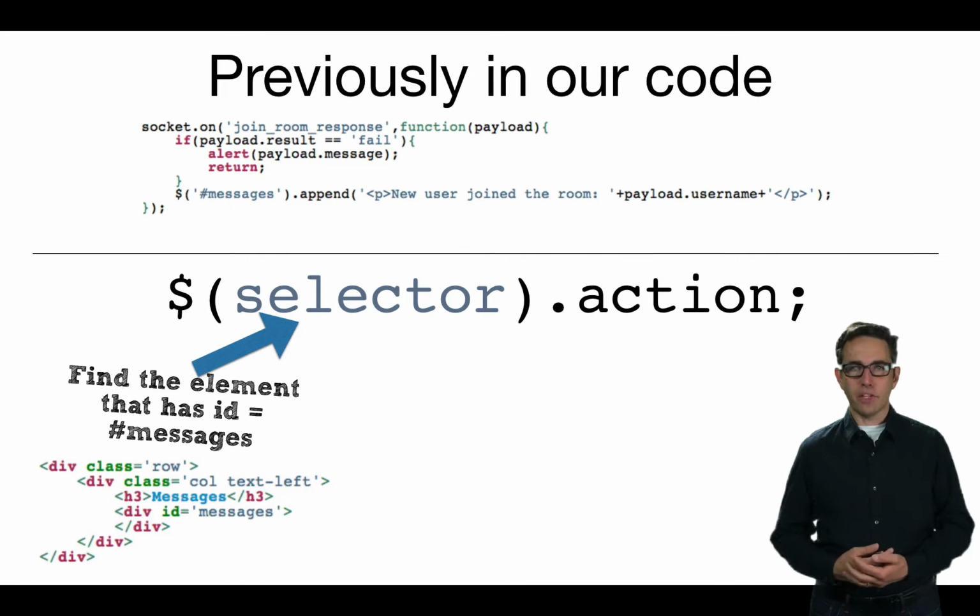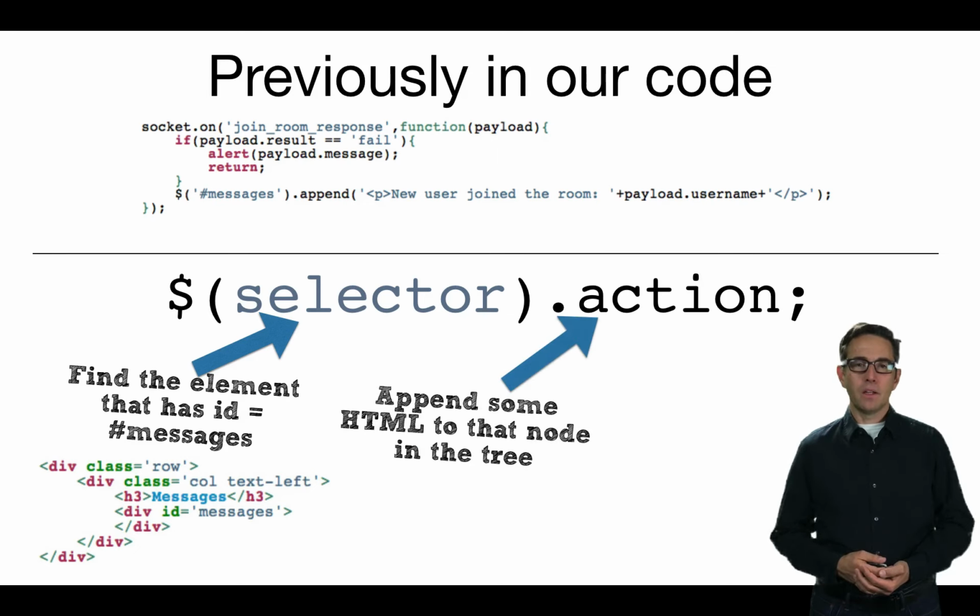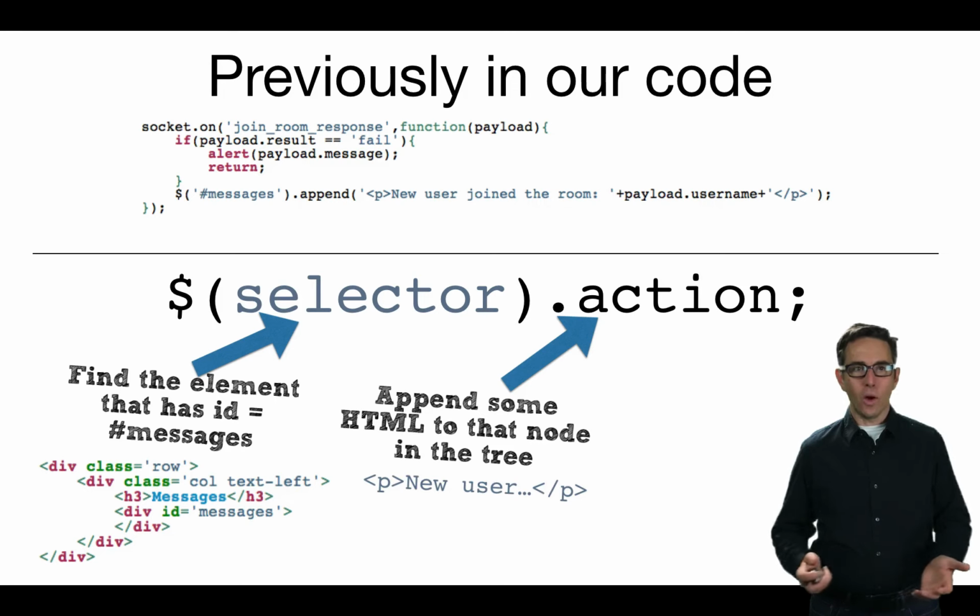And there was another bit of jQuery that I'm not going to put on the slides, in which we did the same thing whenever we received a chat message. We would put the contents of the chat message into our div whose ID was messages. In this case, our action was append. That was the action, and our selector was hashtag messages. The thing that we appended was the string that started with P and said new user, etc. It was a paragraph node.